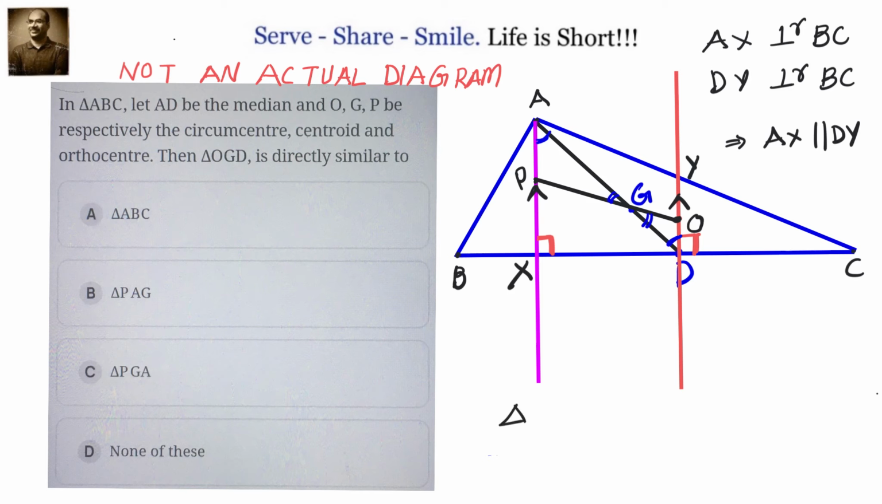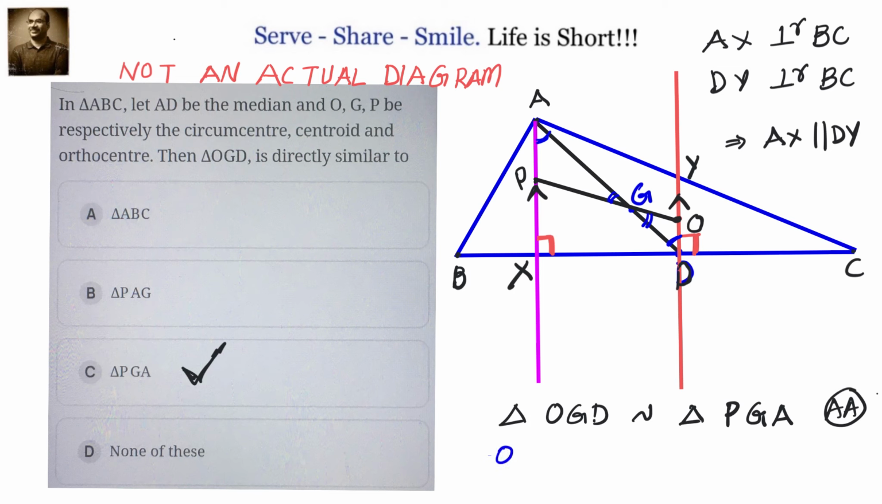The first triangle they have given is triangle OGD, similar to. Now G to G, so it will come in second position, and D is to A, so we'll have A in the third position. Left out is P. So the triangle which is similar to OGD is triangle PGA. Not only that, since we know these two triangles are similar to each other by AA similarity criteria, why can't we write down the corresponding sides which are proportional? Let us see what happens now.